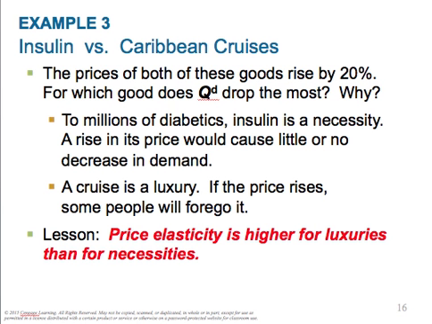A cruise is a luxury. If the price rises, some people will forego it. They'll just go do something else with their free time. Lesson here, price elasticity is higher for luxuries than for necessities. So necessities are necessaries, things you have to have. So the demand for that is not going to change as greatly as it would for a luxury. For a luxury, if the price goes way up, you just find a new luxury.